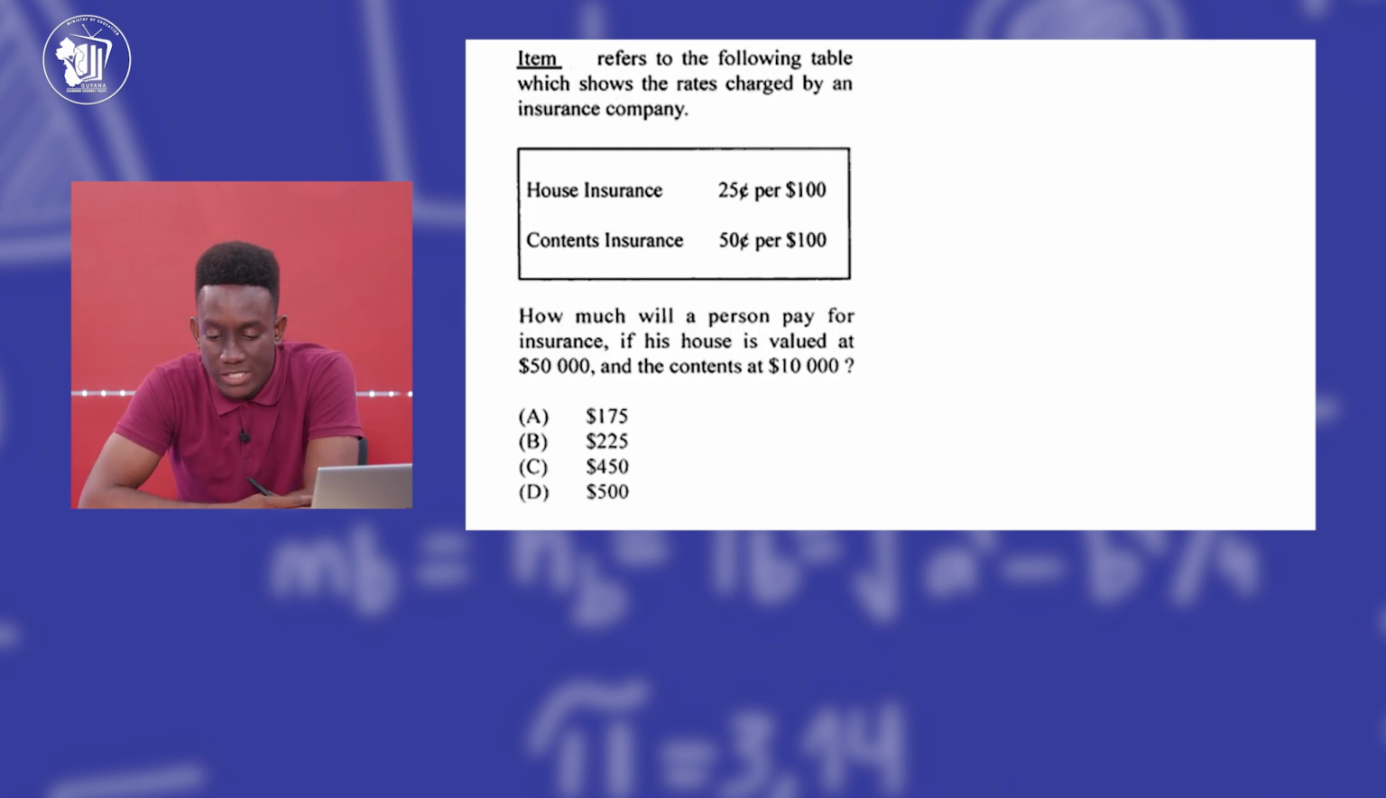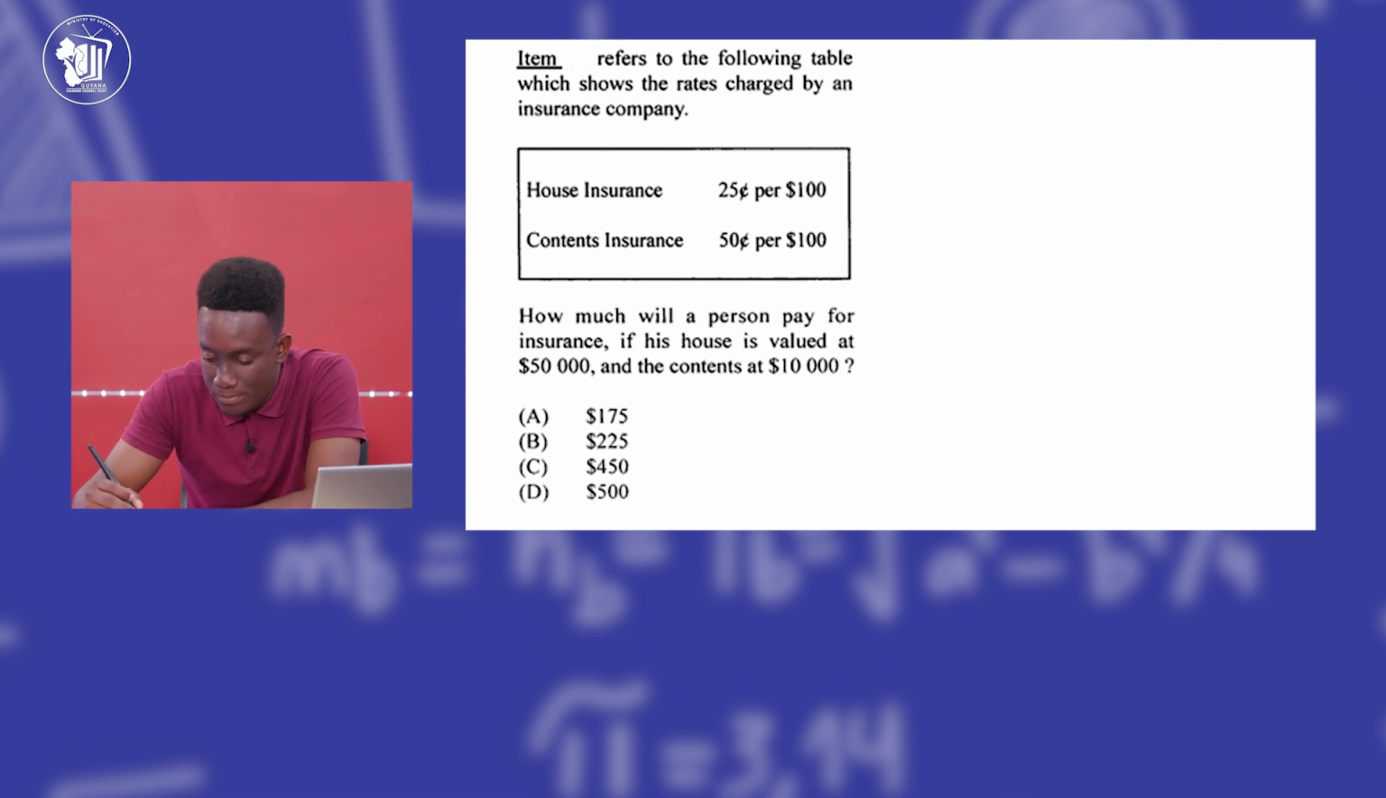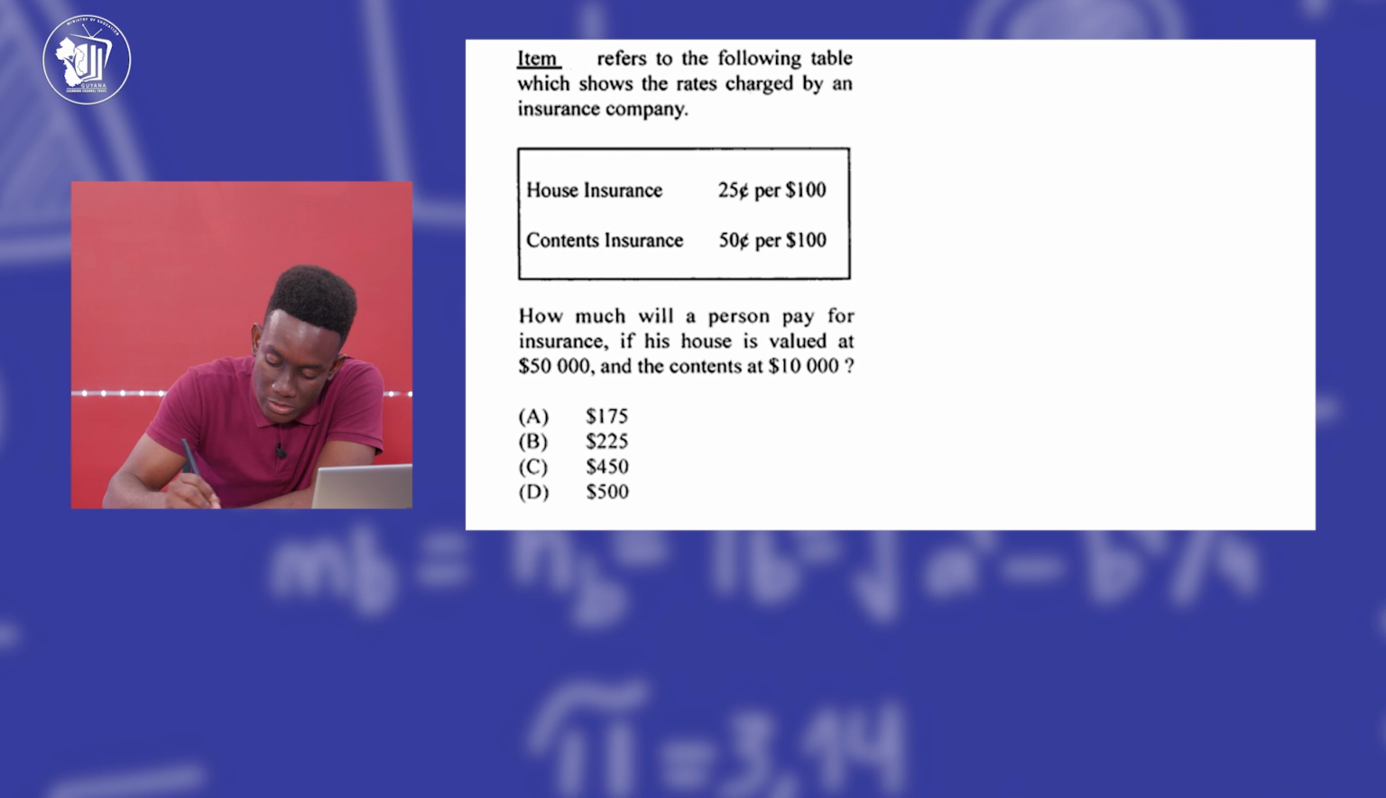The next question says, the item refers to the following table, which shows the rates charged by an insurance company. So we have house insurance is 25 cents per every 100, and contents insurance is 50 cents per every 100. So how much will a person pay for insurance if his house is valued at 50,000 and the contents at 10,000? So let's find how much he will pay for the house insurance. So we can say the house.